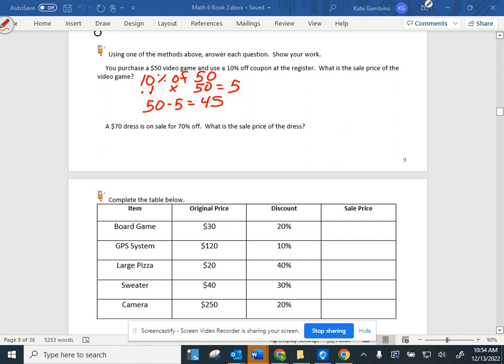A $70 dress is on sale for 70% off. What is the sale price of this dress? Let's see if we can do it by finding the sale price directly. Does anybody think they could do it that way?